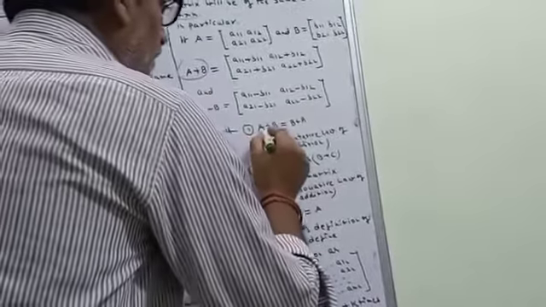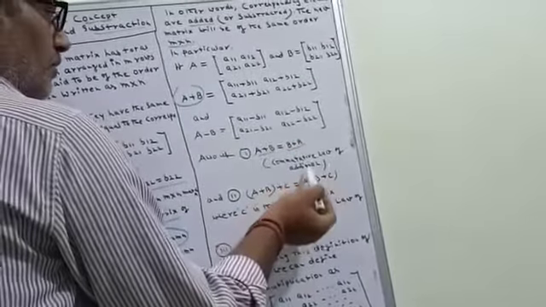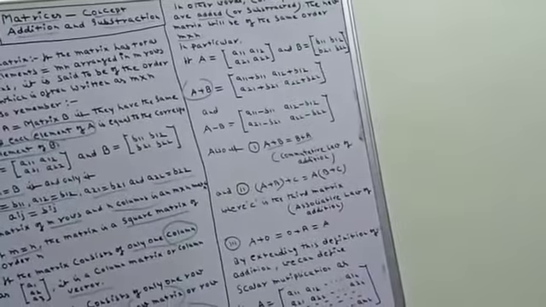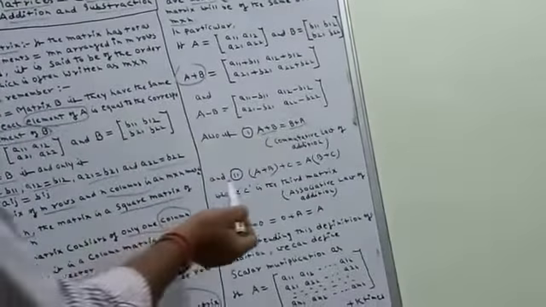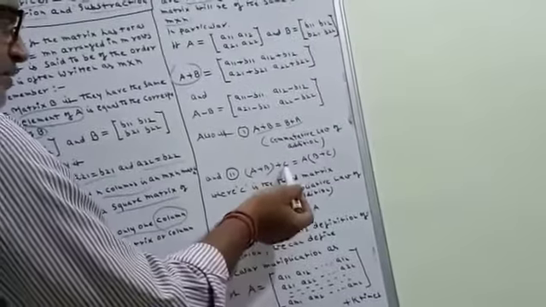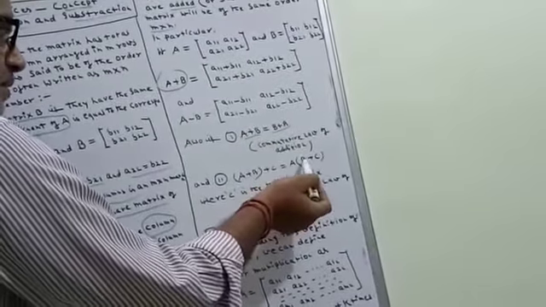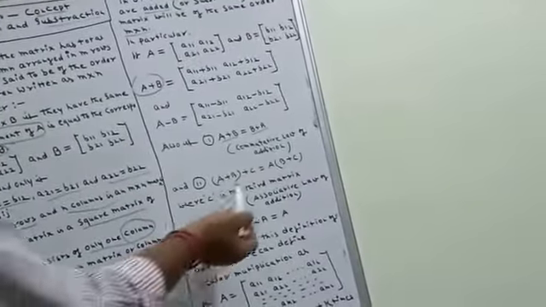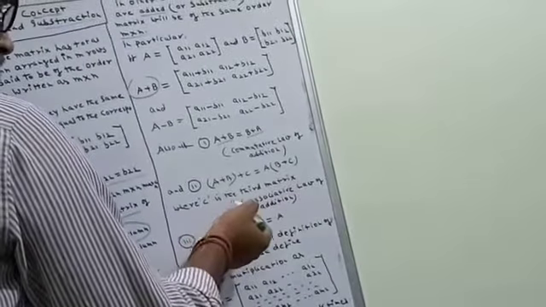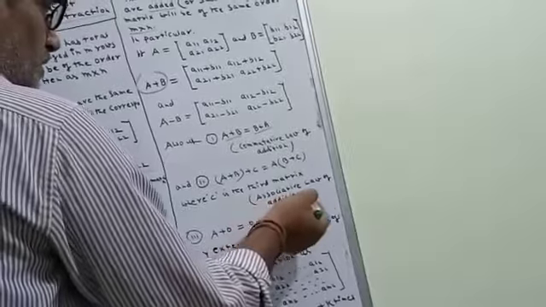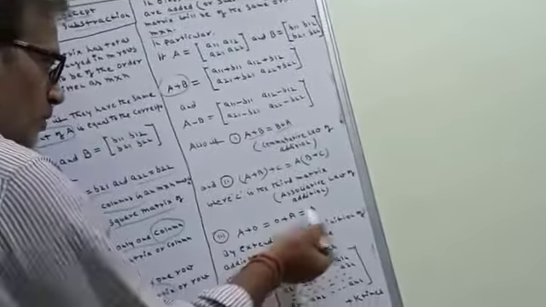Also, A plus B equal to B plus A, it is known as commutative law of addition, and within bracket A plus B, plus C, equal to A plus within bracket B plus C, where C is the third matrix, it is known as associative law of addition. A plus 0 equal to 0 plus A equal to A.